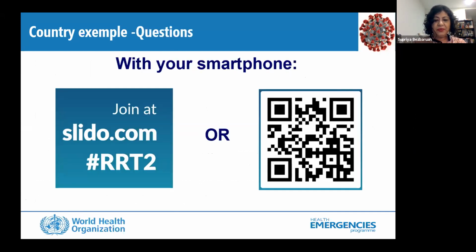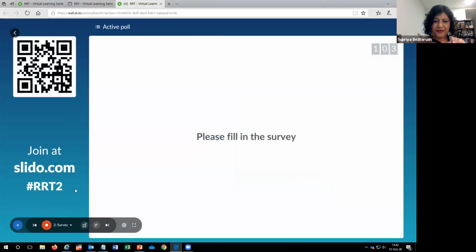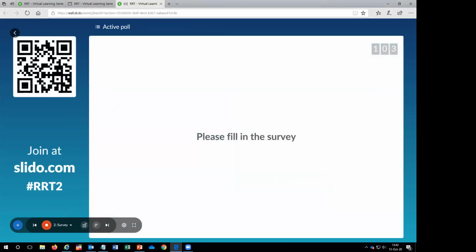So we have a few questions related to this example. I'd love to hear your views. Again, for responding to those questions, you can use your smartphone and scan the QR code that you see here on the screen, or type slido.com and use the password RRT2 to join the quiz.